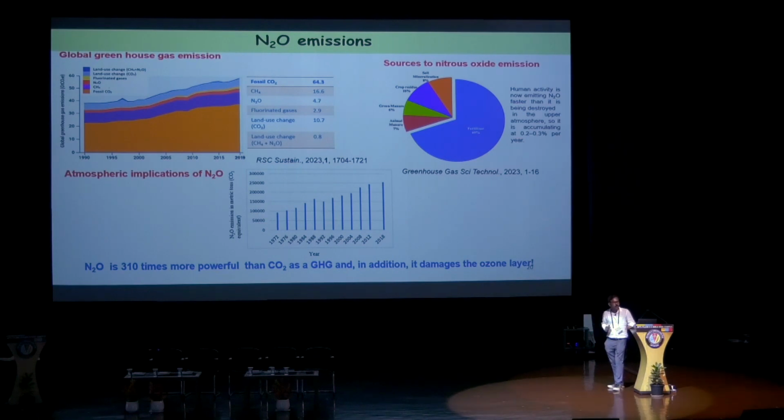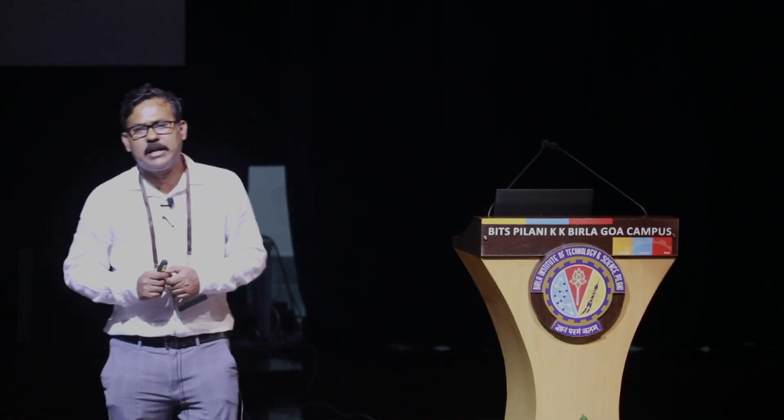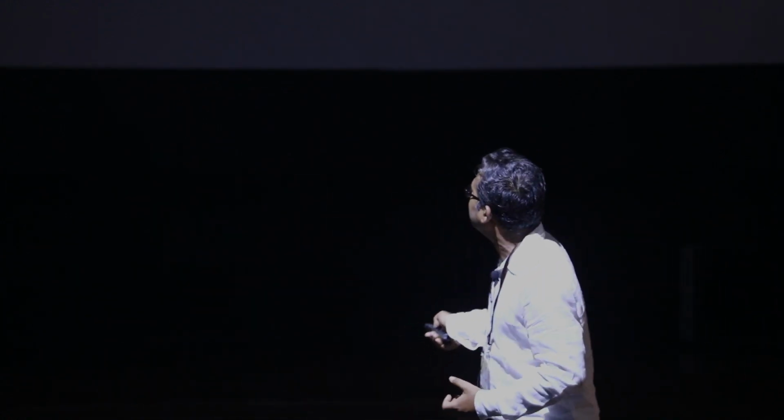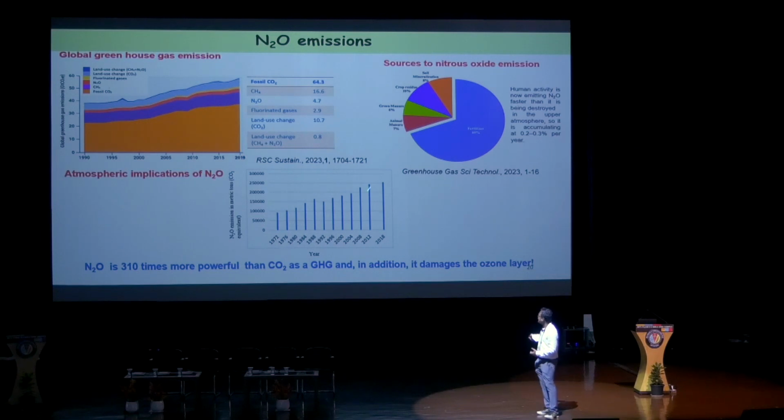Another problem is N2O activation. We are not caring about that, but why should we care about N2O activation? Because we are an agricultural country. At the rate we are emitting N2O, we are not able to utilize it. As a result, if you see the data for India, it's increasing again and again. And remember that N2O is 300 times more potent as a greenhouse gas than carbon dioxide.